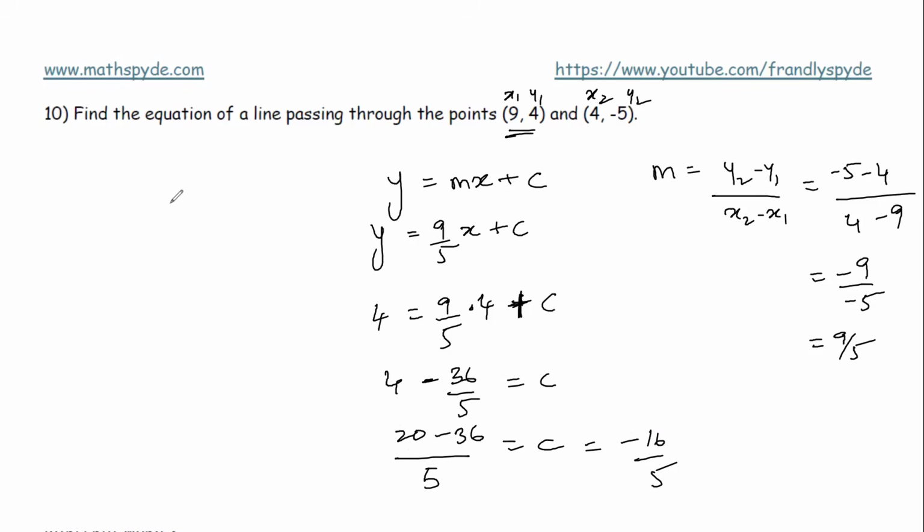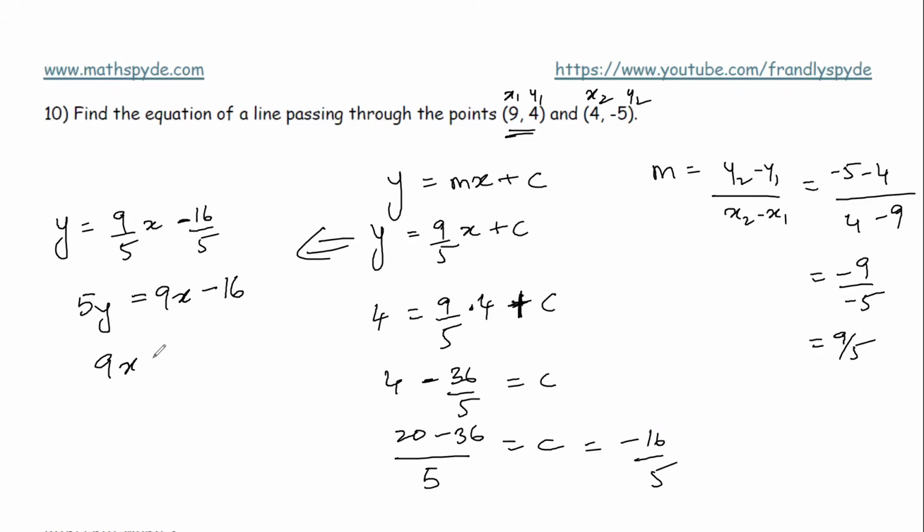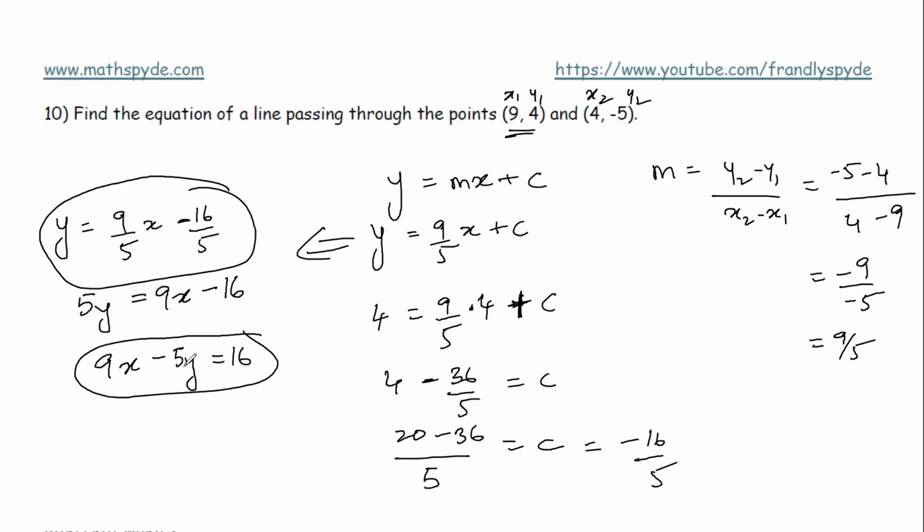So therefore this equation becomes y is equal to 9 by 5x minus 16 by 5. Now if I multiply by 5 throughout, then I get 5y is equal to 9x minus 16, or 9x minus 5y is equal to 16. Either you write it down this way or that way, any one way. So that's the equation of the line passing through these points.